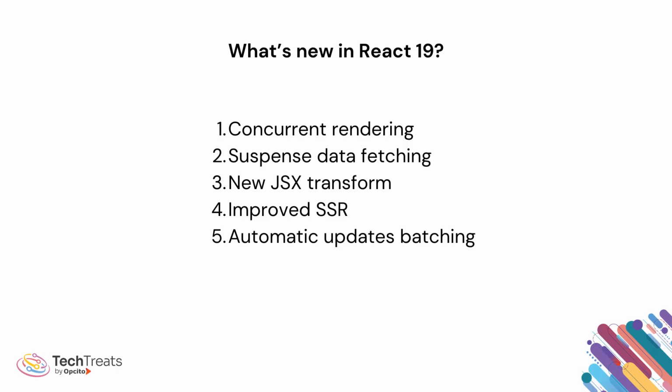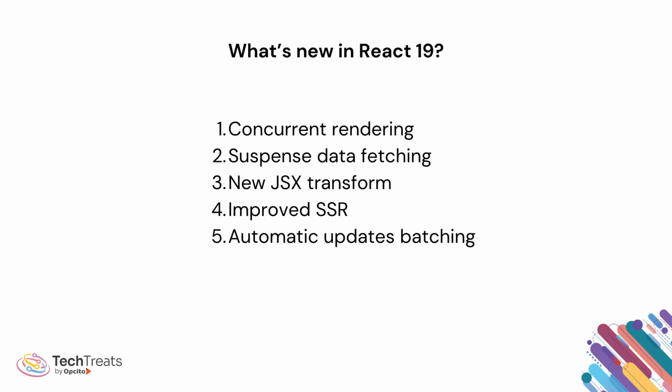Another interesting feature that grabbed my attention is the new JSX transform. The new JSX transform simplifies the compilation process and reduces the size of the React library that needs to be included in your project. This helps in reducing bundle size, and smaller bundle sizes can lead to faster load times. Second benefit is simplified setup. Now you do not have to import React to use JSX.